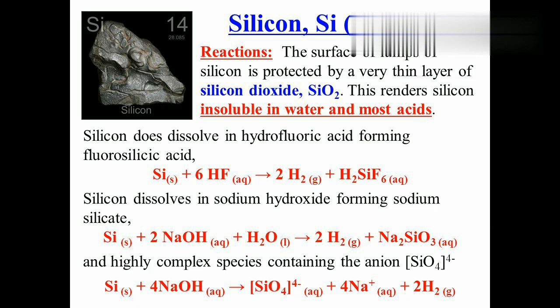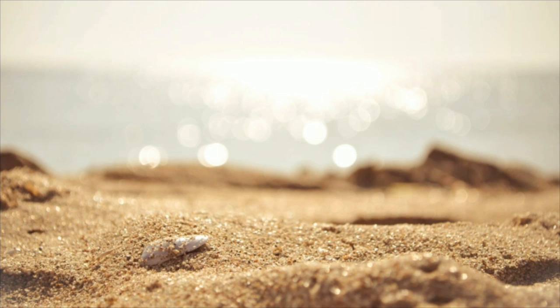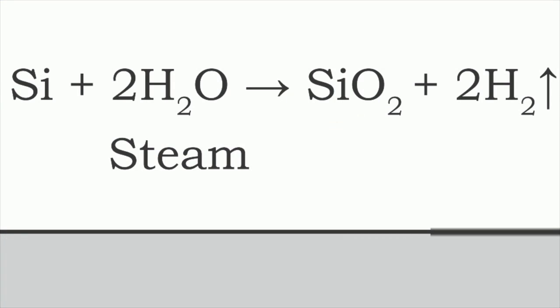Silicon is insoluble in water but slowly decomposes with steam when silicon is in red hot state, liberating hydrogen. Si + 2H2O gives rise to SiO2 + 2H2.